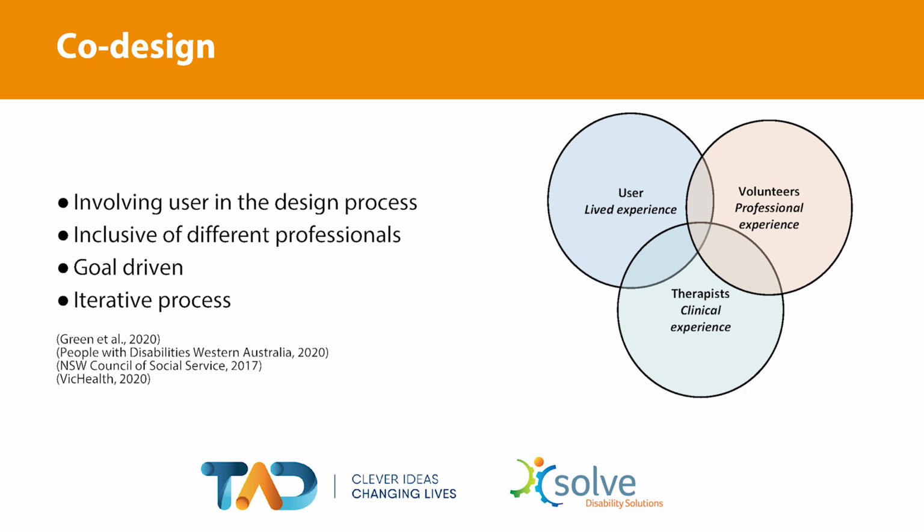This makes sense because the user will provide the most powerful input in understanding what's going to work with their lived experience. It's all about moving away from a consultation type relationship and focusing on engagement and having choice and control through a participatory design. At its core, co-design is driven by the user's goal and is an iterative process.